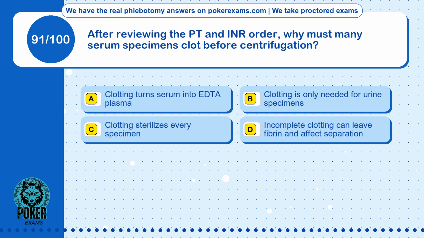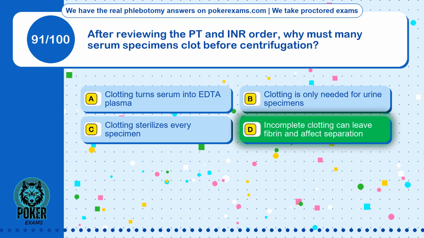Question 91. After reviewing the patient NINR order, why must many serum specimens clot before centrifugation? Option A, clotting turns serum into EDTA plasma. Option B, clotting is only needed for urine specimens. Option C, clotting sterilizes every specimen. Option D, incomplete clotting can leave fibrin and affect separation.